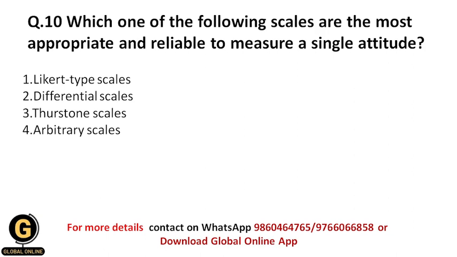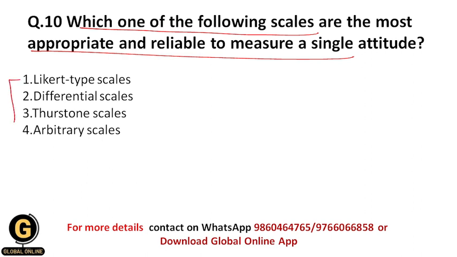Now next is, which one of the following scales is the most appropriate and reliable to measure a single attitude? Okay, so if I want to measure a single attitude of a person, then here they have given you different types of scales, and from these scales, which is the most appropriate and reliable type of scale to measure a single attitude only. So whether it is Likert type scales, differential scales, Thurstone scales, or arbitrary scales. Now students, let us see these scales one by one.